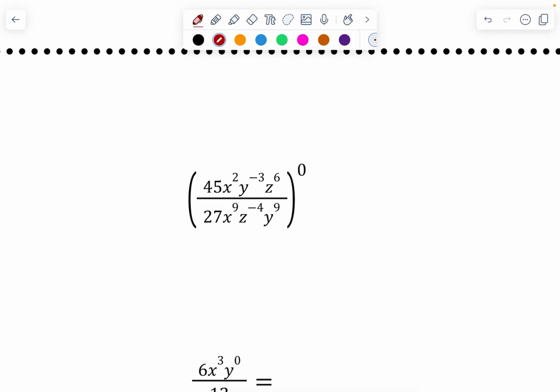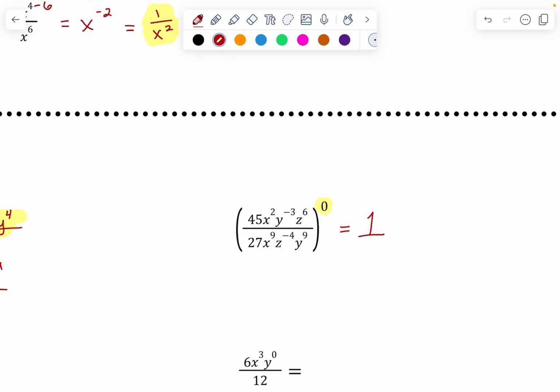Next one, this one looks very intimidating, but remember, if you have a 0 on the outside of your parentheses, that is taking the power of 0 of everything within the parentheses. And we know that anything to the power of 0 is 1. So that answer is just 1.